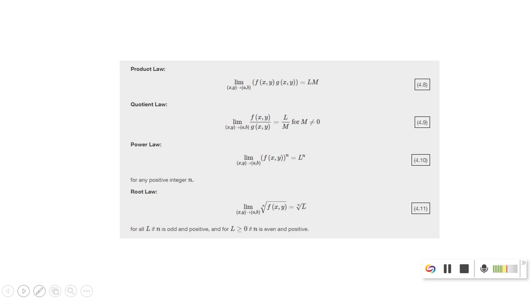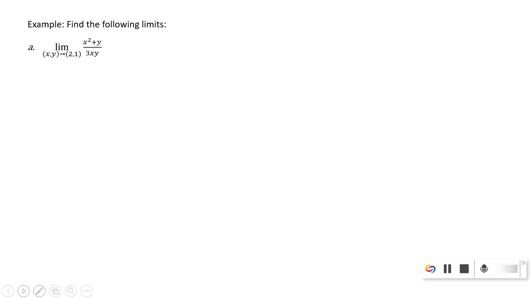All right, so finally, this is kind of a long formal introduction. Let's actually do some problems. So how do we find limits of these multivariate functions? For example, let's find the limit as x and y go to 2, 1. So we're approaching the point (2, 1) of the function (x squared plus y) over 3xy.